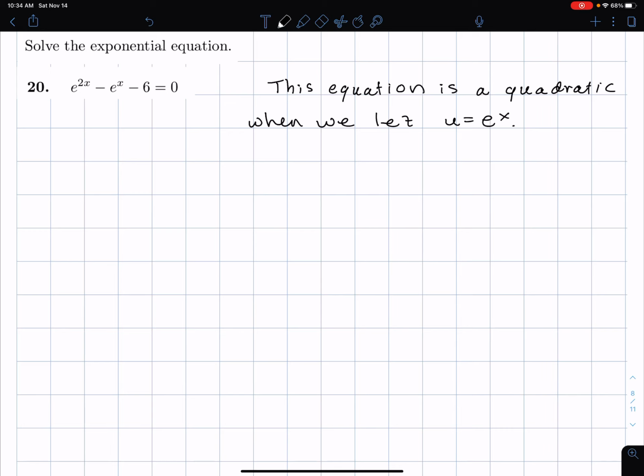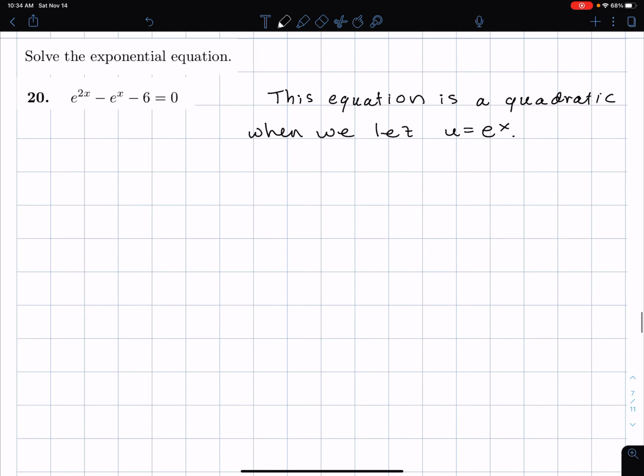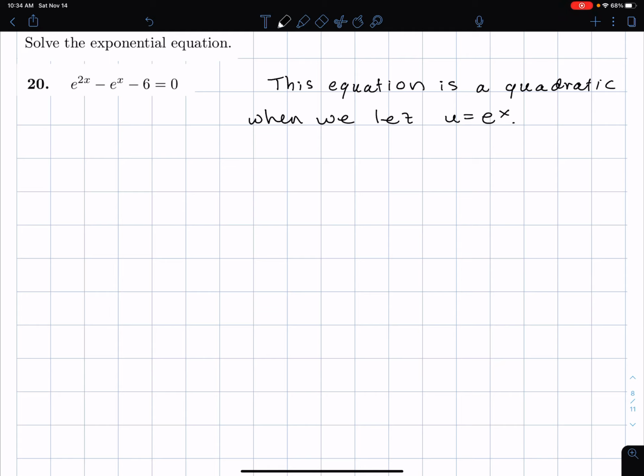So there might be a better way to say it, maybe quadratic form. But what happens is you let u equal e to the x. Now let me show you what's going on here. The first term I see is e to the 2x power. That is the same thing as e to the x, squared. It's a property of exponents that if you have e to the x in parentheses squared, you multiply the exponents x and 2. And then I have minus e to the x minus 6 equals 0.